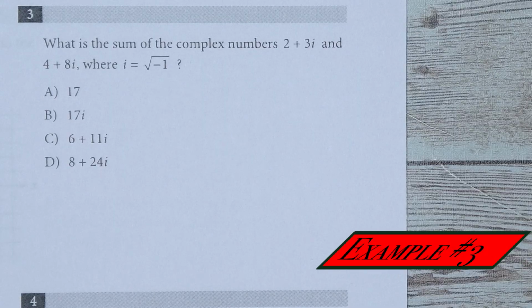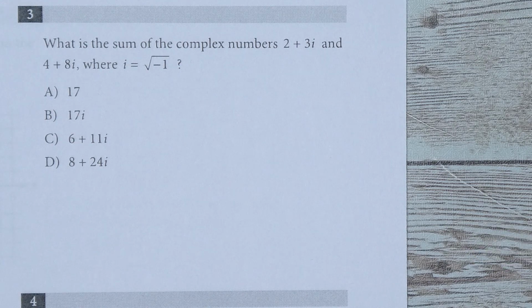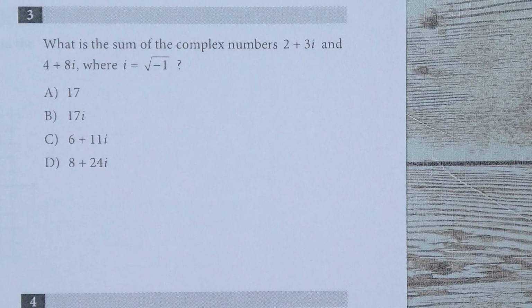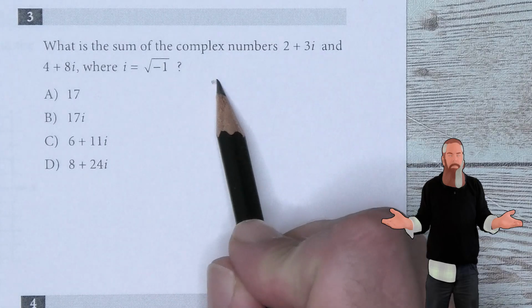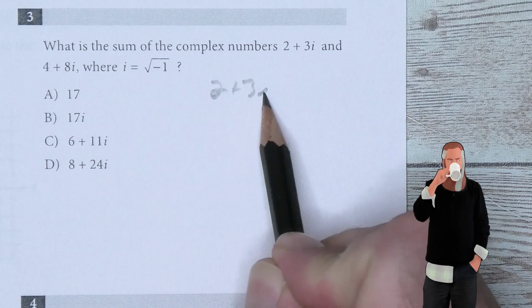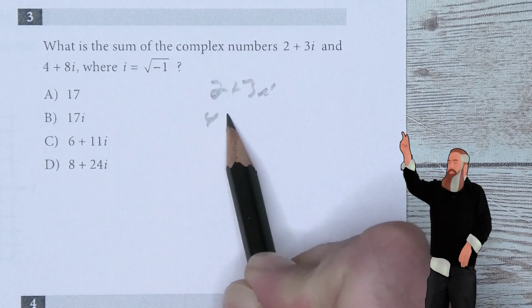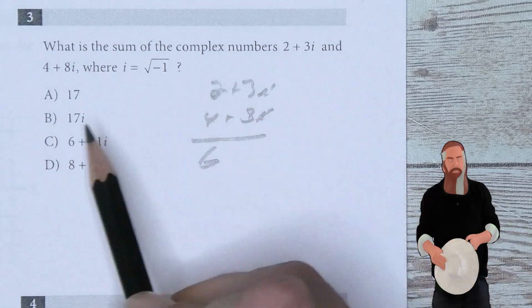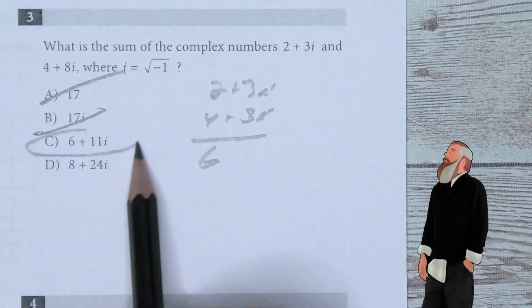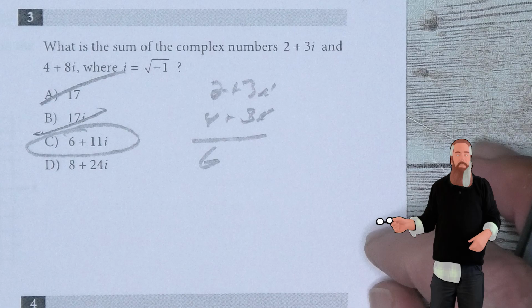What is the sum of the complex numbers 2 plus 3i and 4 plus 8i, where i is the square root of -1? So the sum, simply, we're dealing with 2 plus 3i plus 4 plus 8i. So 2 plus 4 is 6. The only one with the 6 is C, so C is the answer.